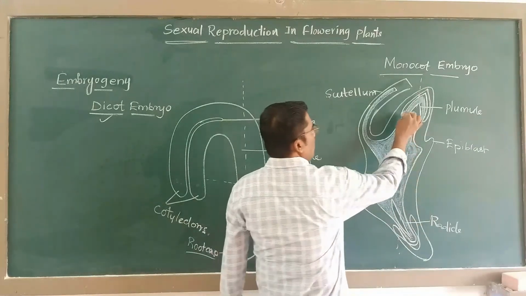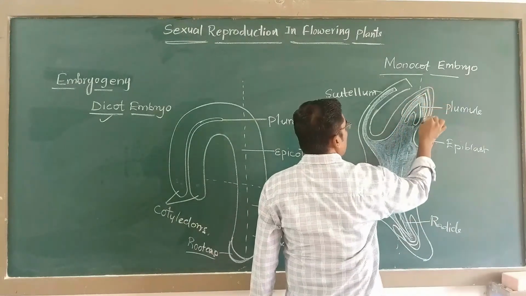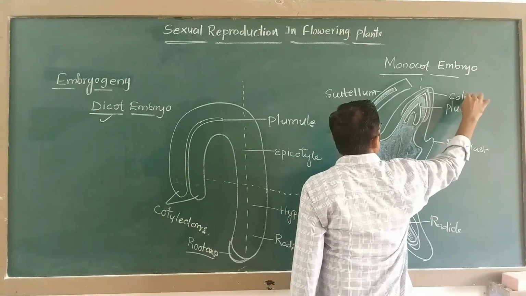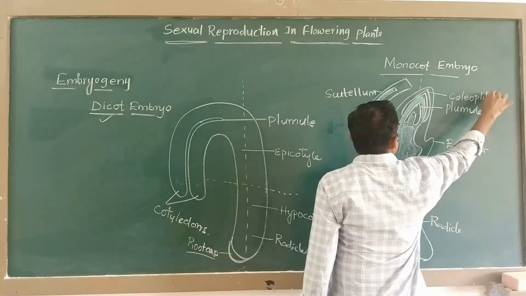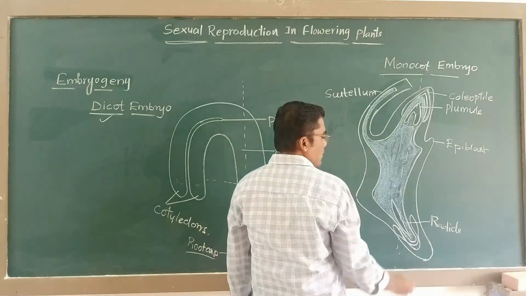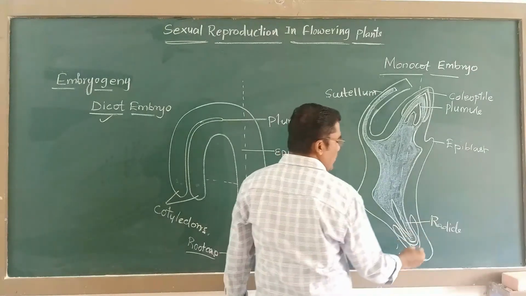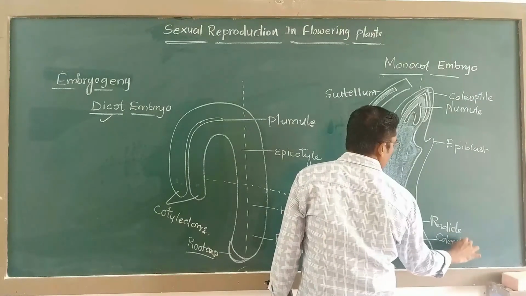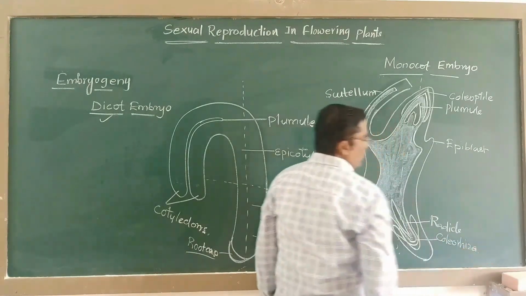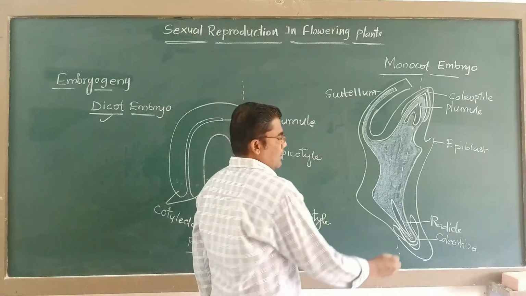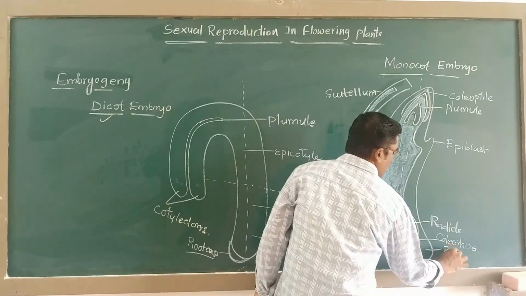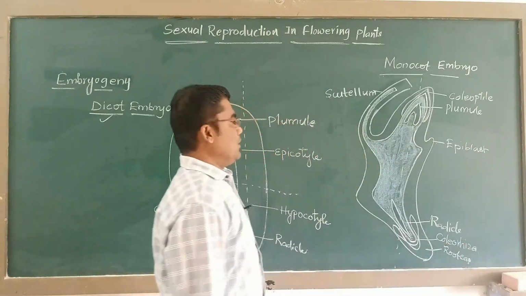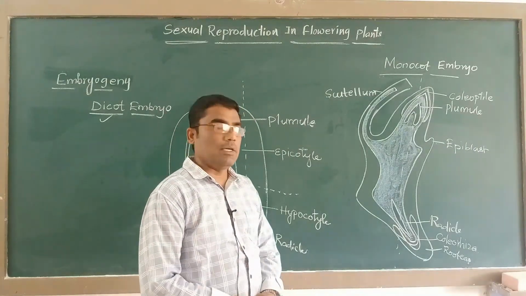Here the plumule is covered with the protective covering, and this protective covering is called coleoptile. Similarly, this radicle is also covered with the protective covering. It is said to be the coleorhiza. So here there is a presence of root cap also. So this is the structure present in monocot embryo.